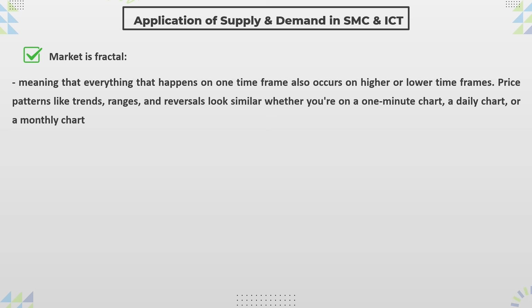How do we use supply and demand in smart money concepts, or ICT? As you know, the market is fractal, meaning that everything that happens on one time frame also occurs on higher or lower time frames. Price patterns like trends, ranges, and reversals look similar, whether you're on a 1-minute chart, a daily chart, or a monthly chart.